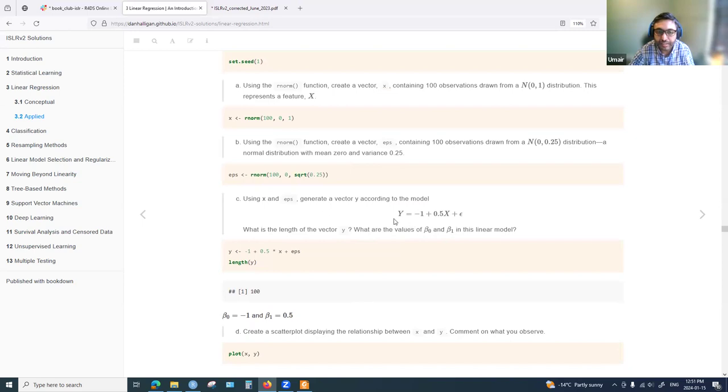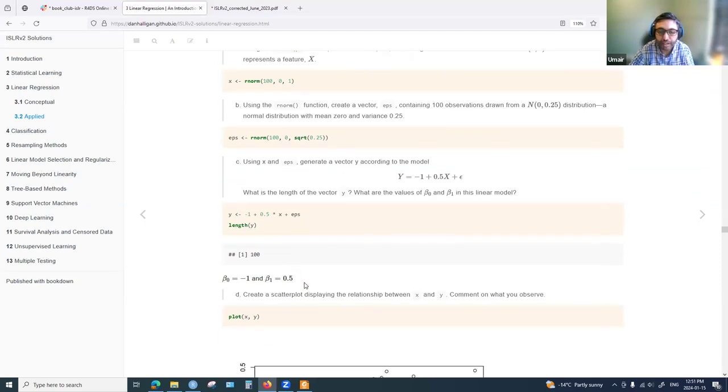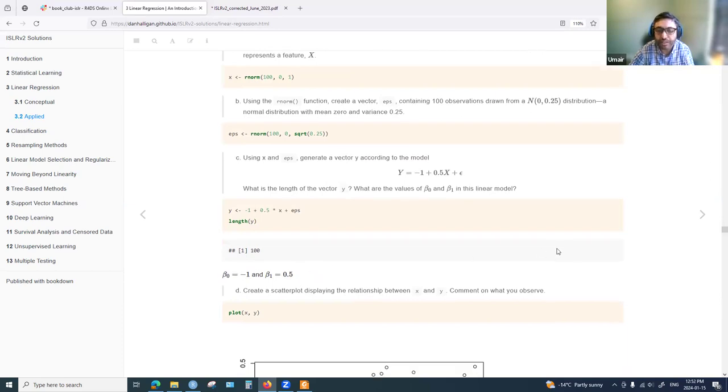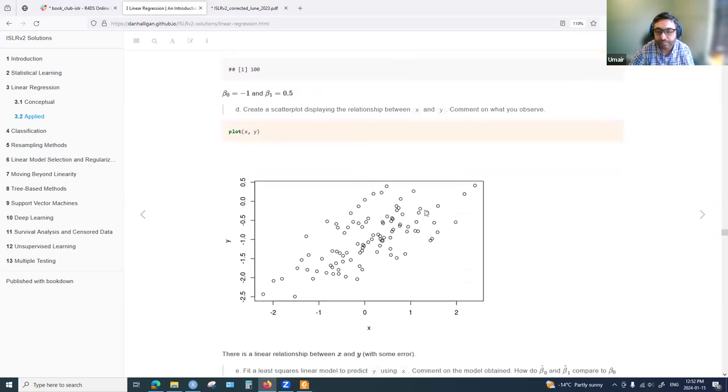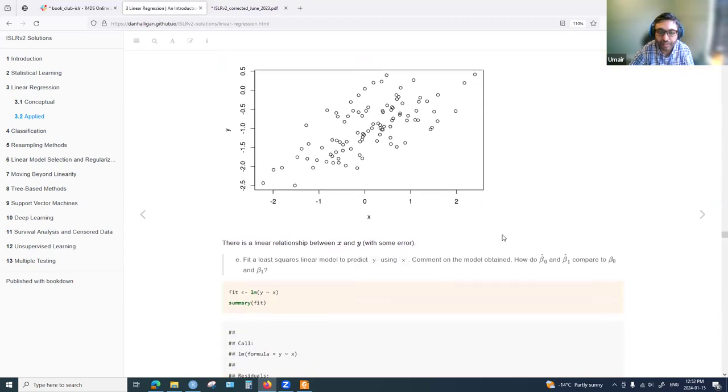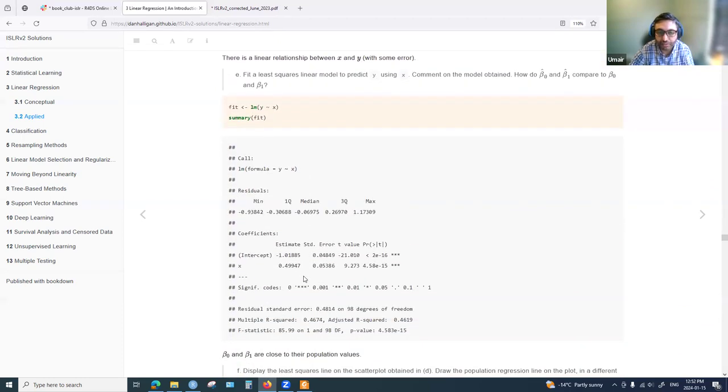And then this is the relationship that they give us as the population regression line. So we have y equal to this equation. And then because we generated the data ourselves, we are now fitting the model to this data. We then look at the coefficient values. We also look at the relationship in terms of the scatter plot. And after fitting the model, we get this result.